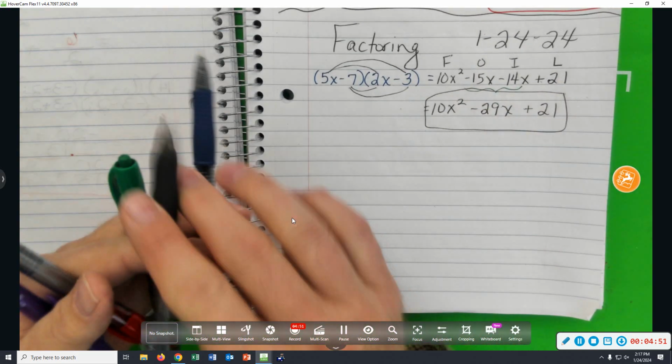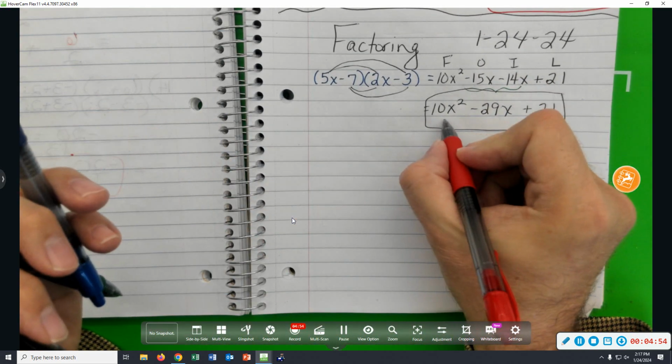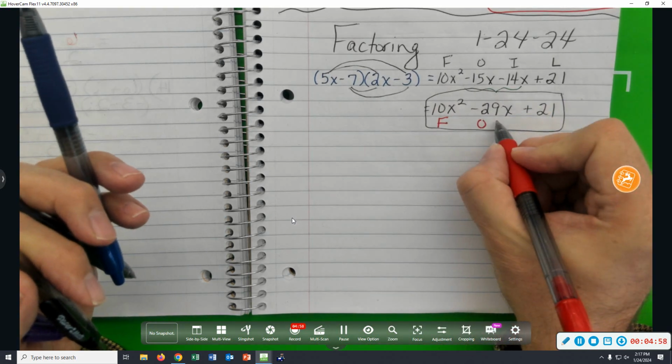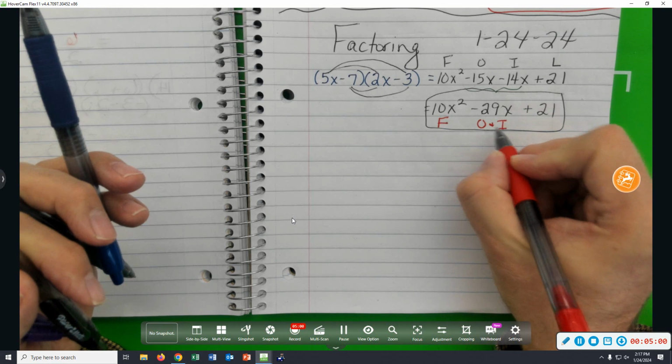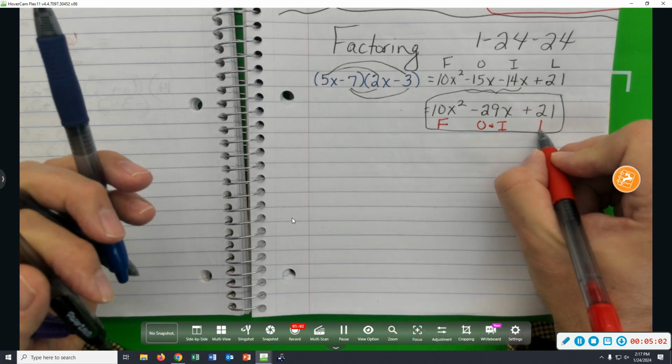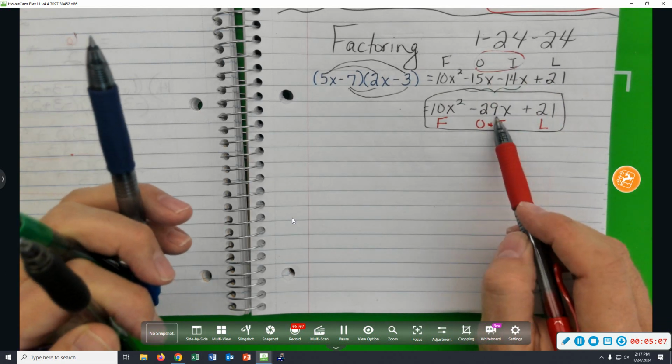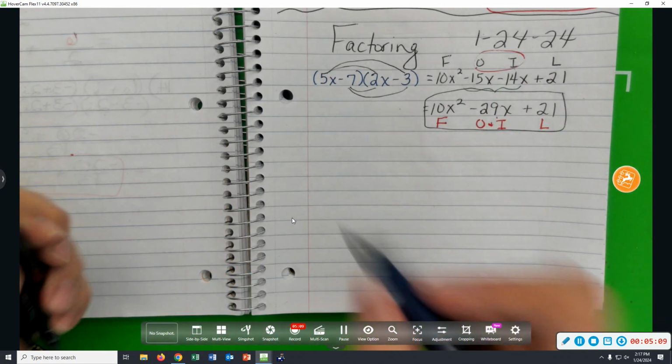So this first thing is the first one. This one right here is the outer and the inner. That's an add sign. And the last. You combine the outer and inner to get that middle term. Let me do one more.